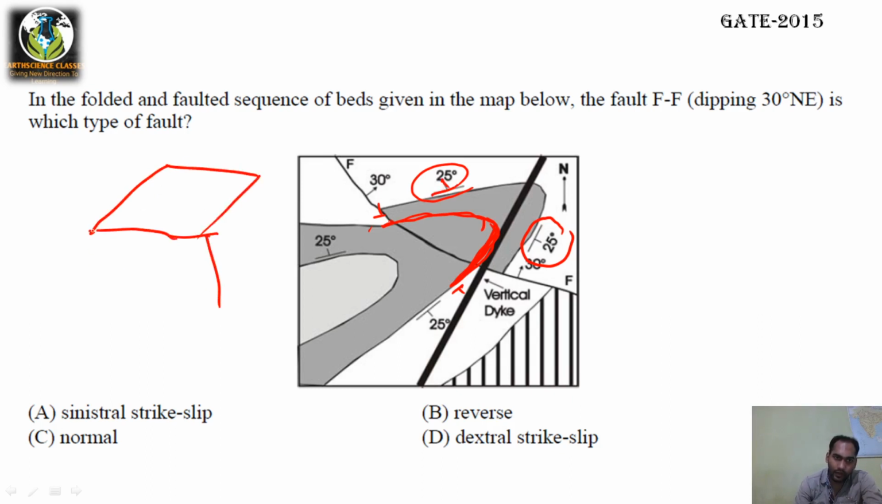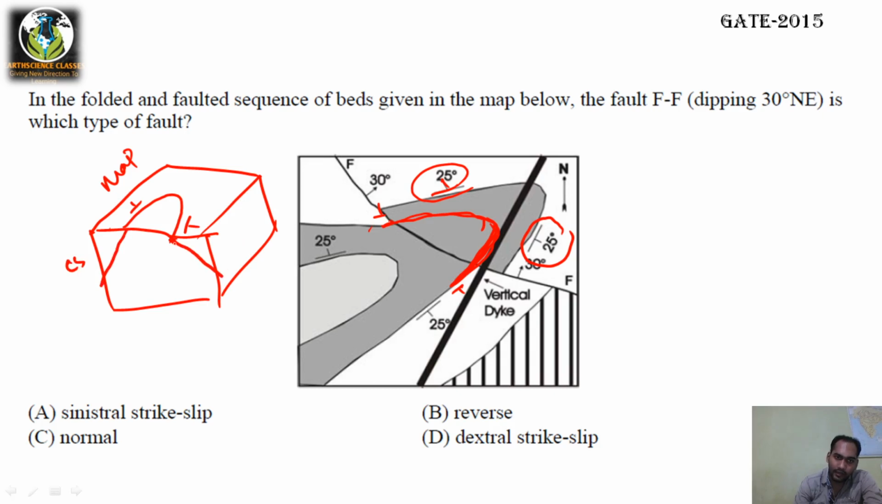Let me draw this block diagram, right? So this is like this, right? And these are dipping away from each other. Here it is the surface, so you are watching the map. Let's go to the cross section. So these are dipping away, so it can be like this.